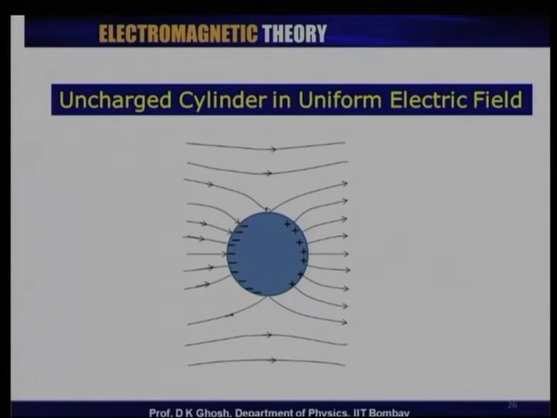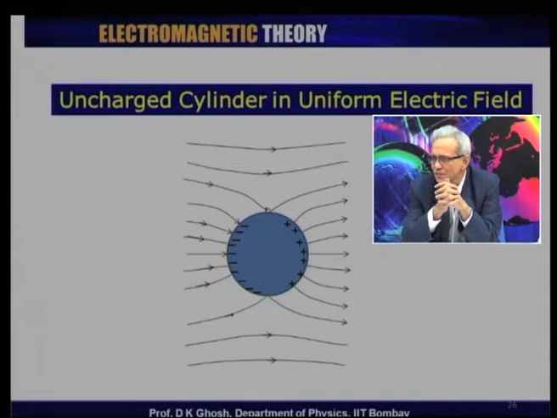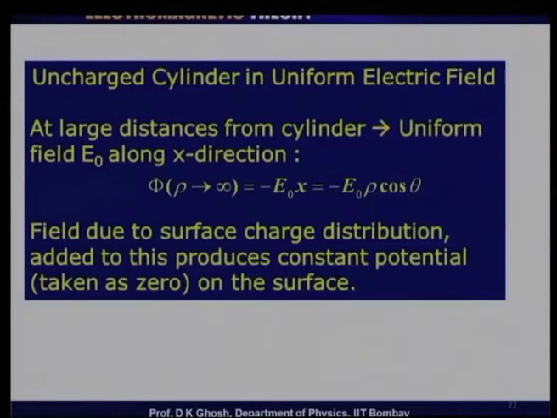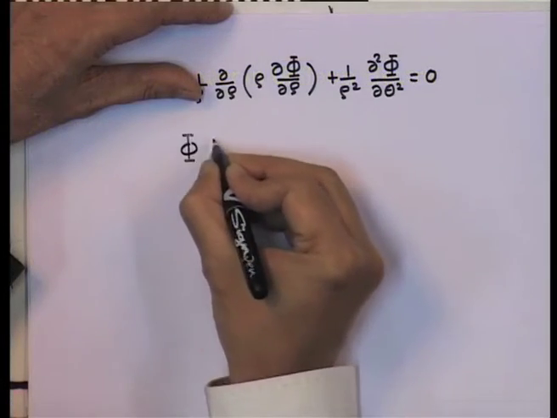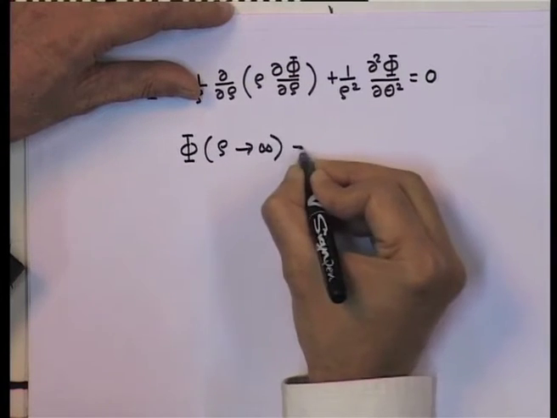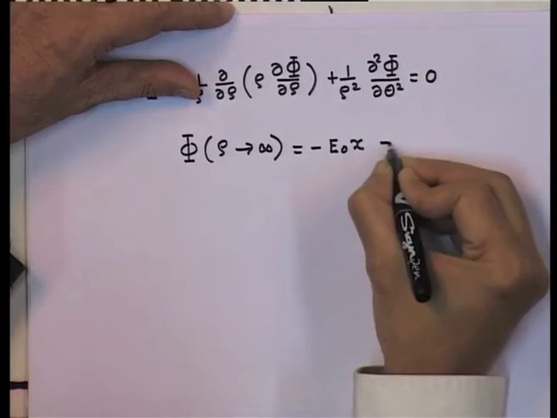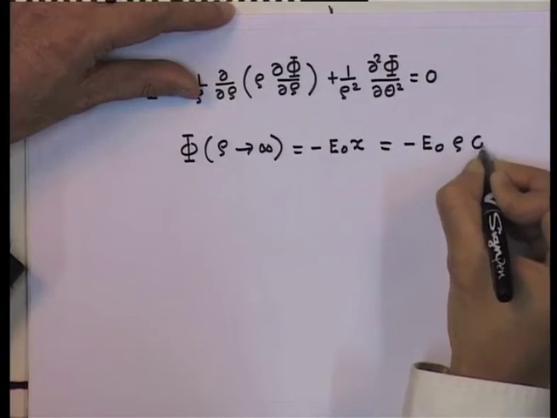Now, the physical picture is very much the same, because I have a conductor, the lines of force must arrive at or leave from the conductor surface normally, and at large distances I must have the potential corresponding to an electric field. So, the principle is very similar. This time I have taken the electric field at large distances along the x direction, which means at large distances, as rho goes to infinity, my potential is minus E 0 times x, which is nothing but minus E 0 times rho times cosine of theta.